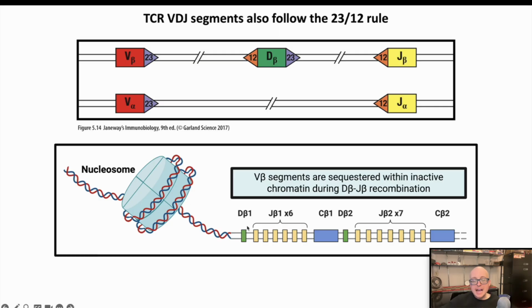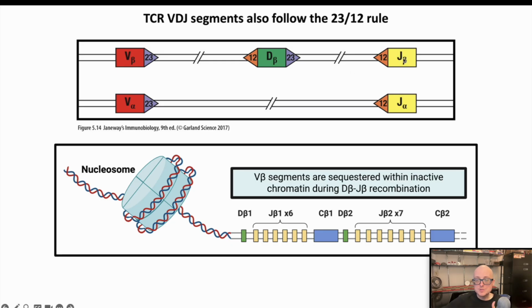And it is only after the D and the J segments successfully recombine that the cell receives a signal that causes the portion of DNA with the V segments to relax and provide access to the V segments. But by the time that happens, D has already recombined with J, and it's then ready to recombine with the V. So this enforces, again, the sequential nature of recombination in the locus.